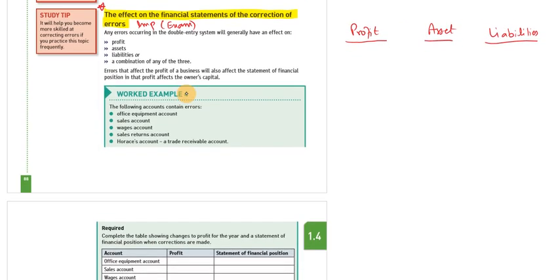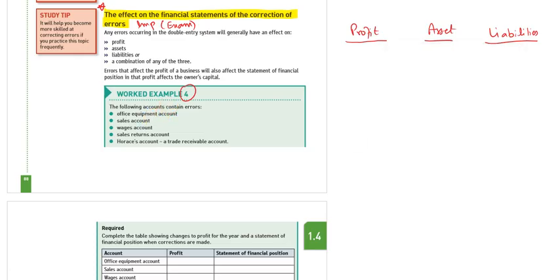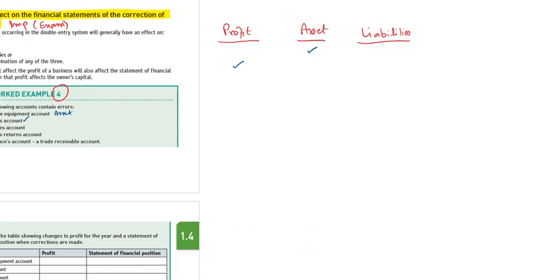So in this regard, you have to solve example number 4. The first one I solve for your practice. Office equipment account. So office equipment account is an asset account. So it will affect only the assets. Okay. Sale account. Sale account affects profit as well as, not liability, you can say the capital account. As you know that asset minus liability is equal to capital.